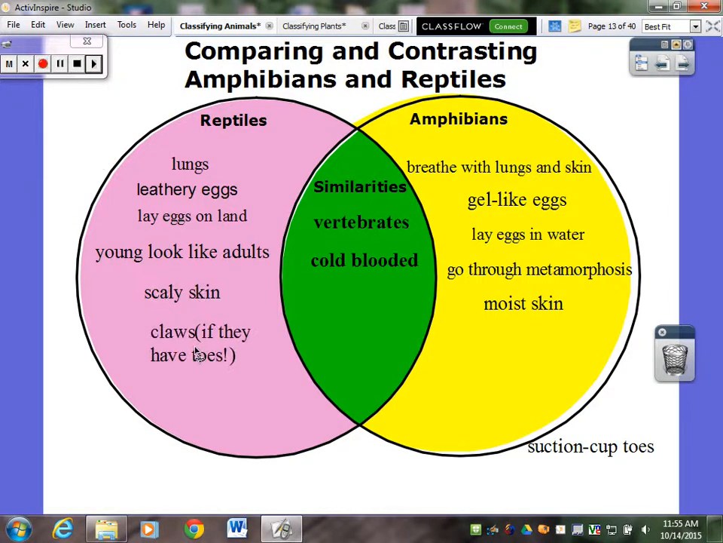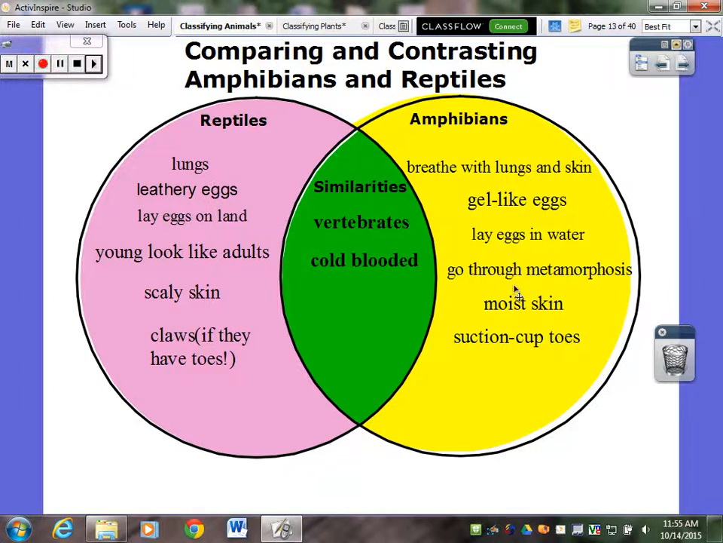Reptiles, if they have toes, have claws, whereas amphibians have more suction cup-like toes. The big important things that you need to know about reptiles and amphibians, the different characteristics, are that reptiles have scaly skin, they breathe through lungs, and they lay leathery eggs.